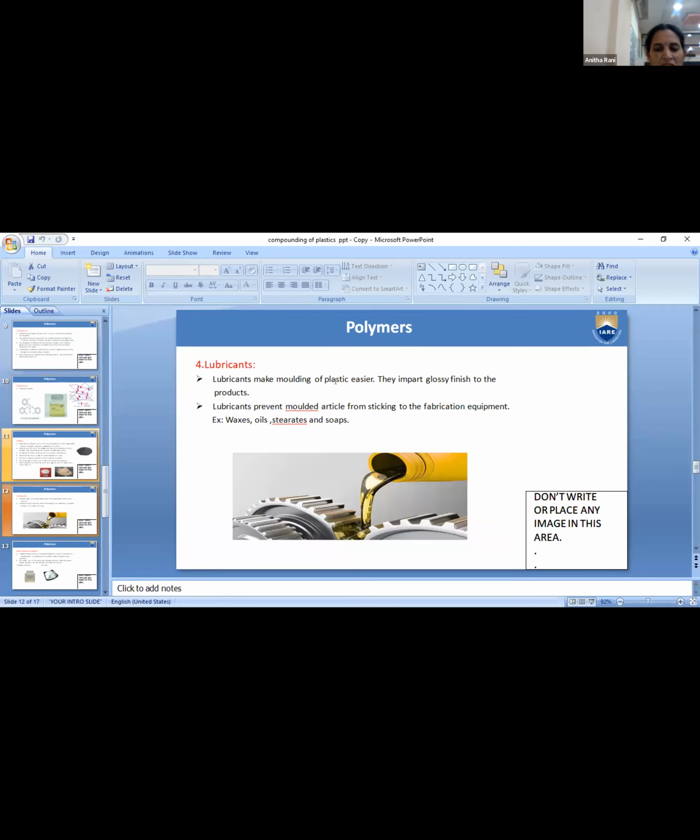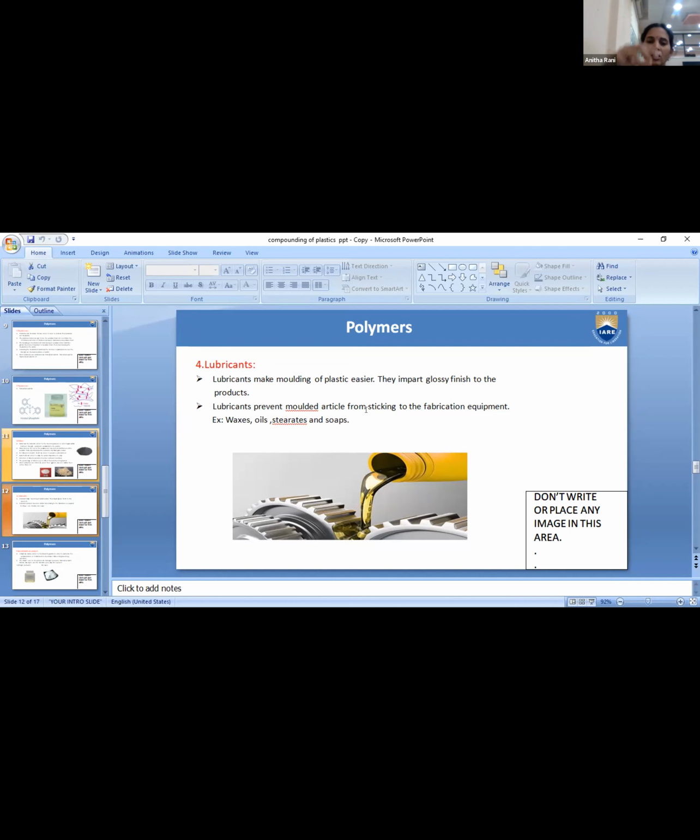Lubricants make the molding of plastic easier. They impart glossy finishing to the products. Lubricants prevent the molded article from sticking to the fabrication equipment. For example, you are taking polyethylene, a soft material. We prepare a mixture of ingredients with resin, one soft material, and we take a molded fabrication equipment like a bottle shape. We pour that mixture into that mold, and when we apply heat and pressure, the plastic material should not stick to the fabrication equipment.